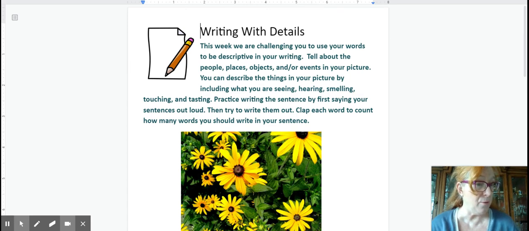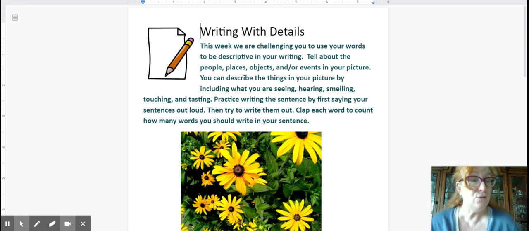Practice writing the sentences first by saying your sentences out loud. You could practice with another person, and then count how many words you think are in the sentence. Maybe you clap the words when you say them or use your fingers to count. That gives you an idea of how many words you need to write down to express your ideas. You want to stretch out the sounds in the words and get as many letters as you can correctly.